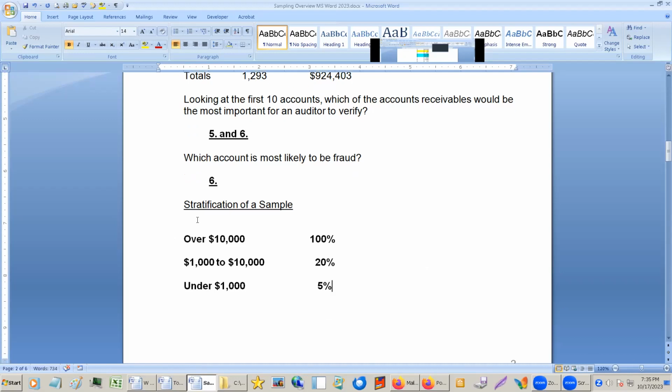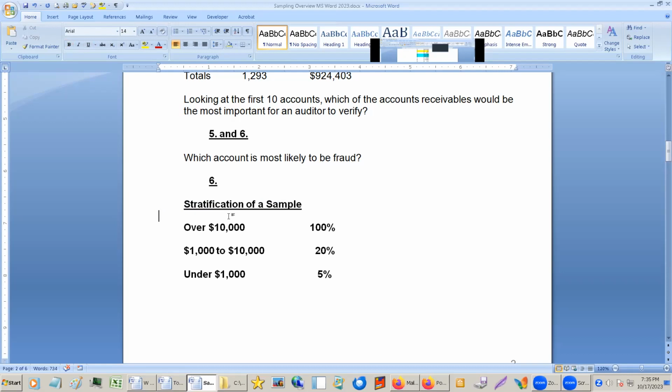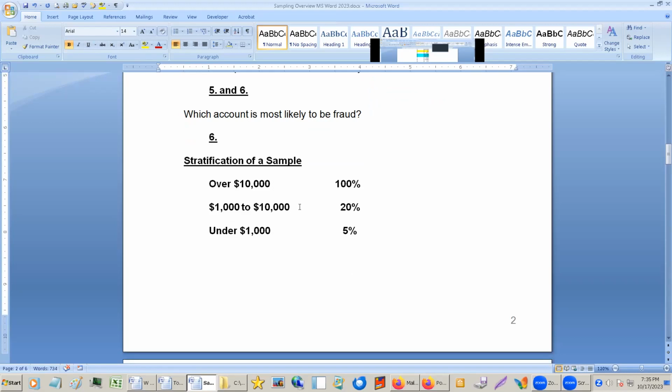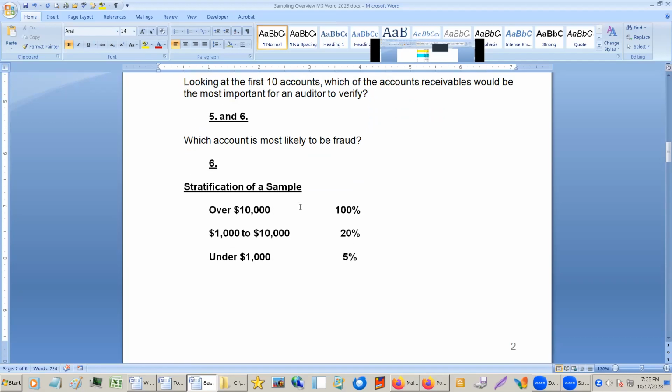So this is where we take stratification, for example. We make strata. We make different levels for them. And again, the reason is because larger numbers are generally more interesting to us, because if they're off, it has a bigger impact on the financial statements. So this is stratification of a sample.